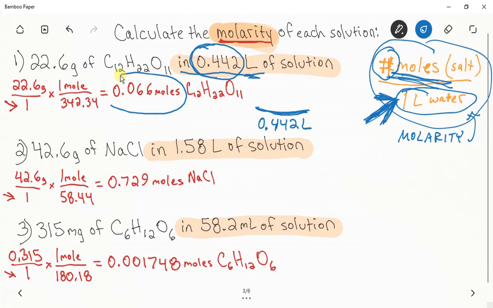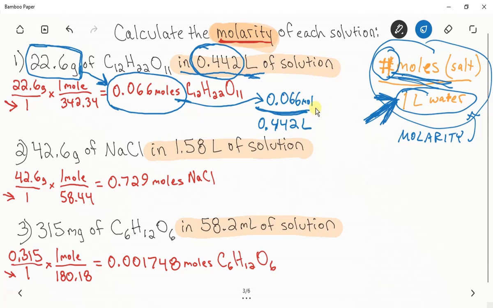We found out how many moles we have of C12H22O11 out of this 22.6 grams. So we have 22.6 grams of this, but we had to find out how many moles that was, because now we need to know how many moles we're putting in 0.442 liters of water. So we're going to write 0.066 moles. So we have 0.066 moles in 0.442 liters.